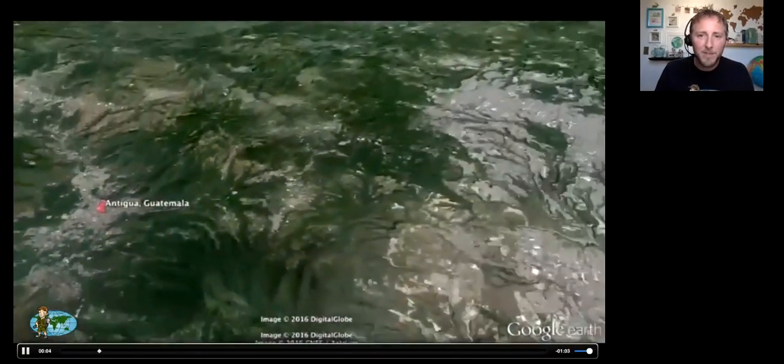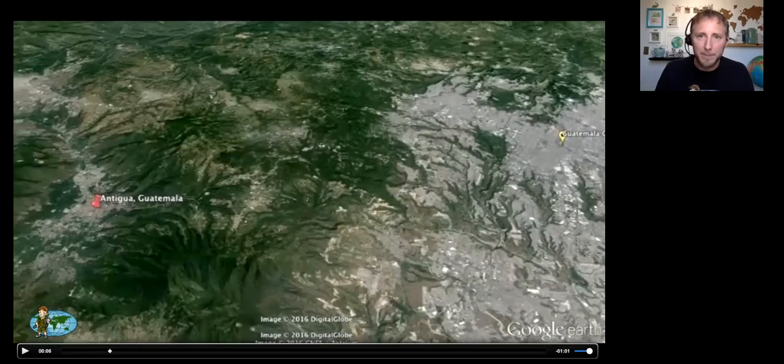Antigua was the first capital of Guatemala. So I'm going to circle it right over here on the left of your screen. This is Antigua. Today, this is Guatemala City. Guatemala City is the current capital of Guatemala. And they moved the capital because there have been so many earthquakes and volcanoes in Antigua that they finally said, we're tired of rebuilding the capital, so we're just going to move it.